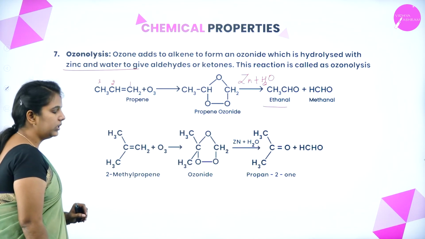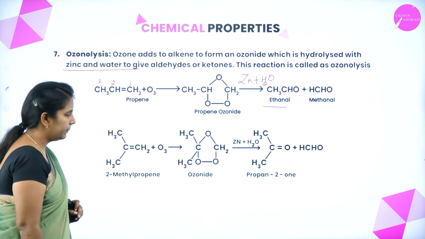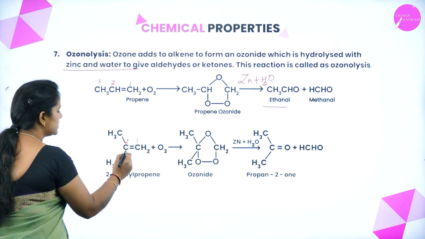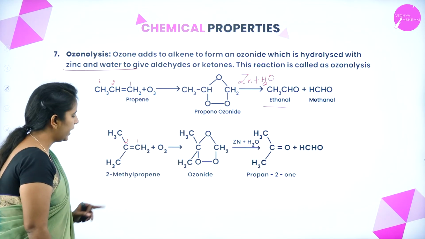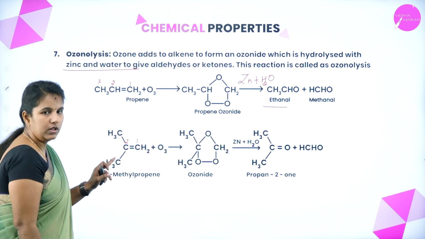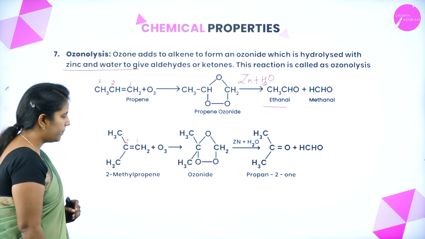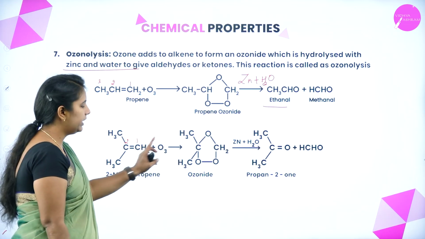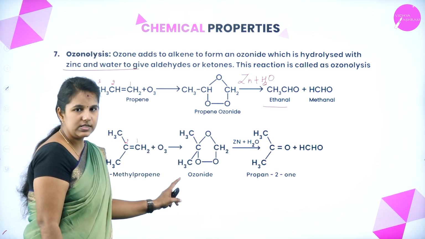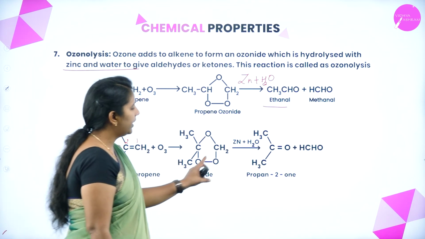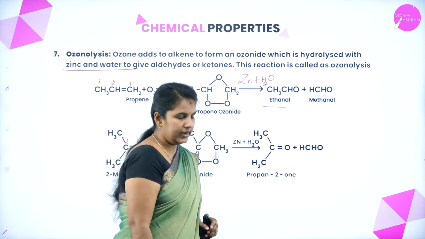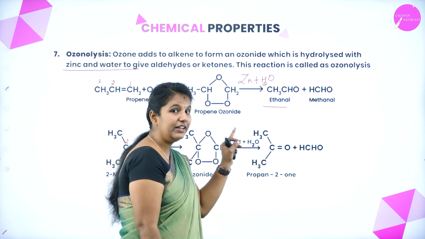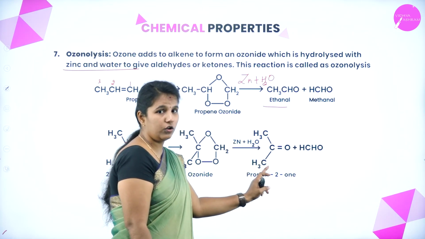Again, I have considered 2-methyl propene. To the second carbon atom, you can see that one is attached, so it is a methyl group. So it is 2-methyl propene. To this, if you add the ozone, it gives rise to the ozonide, which is an intermediate product, and gives rise to the aldehyde. And here, instead of forming an aldehyde, you can expect ketone here.